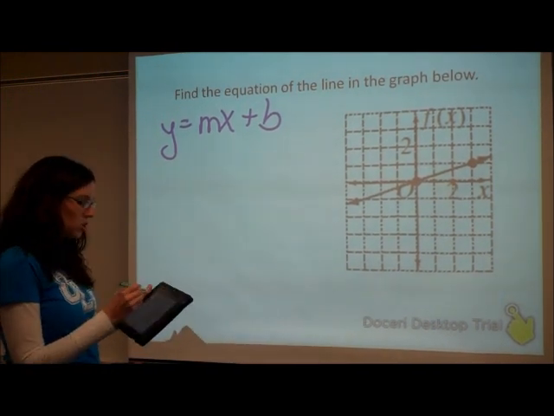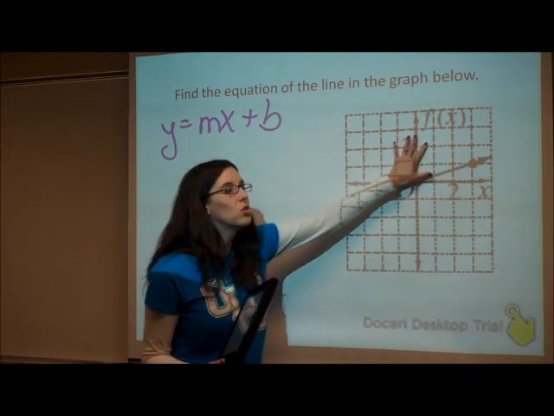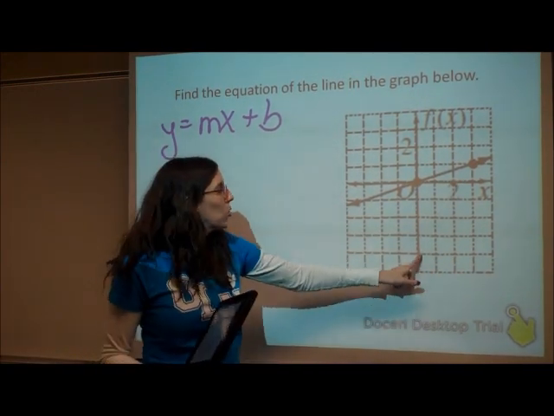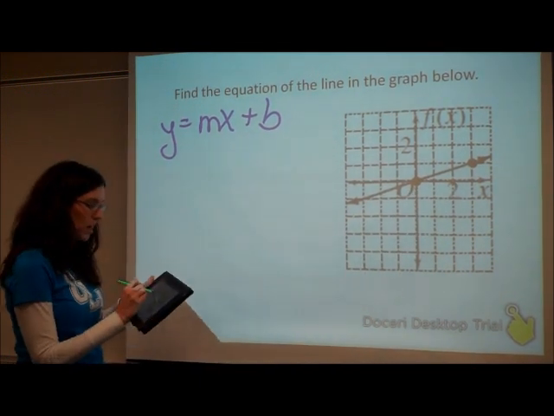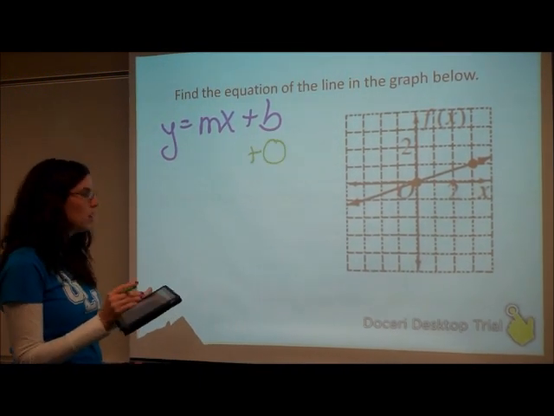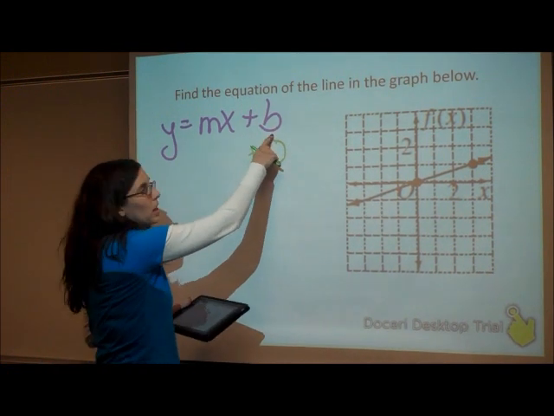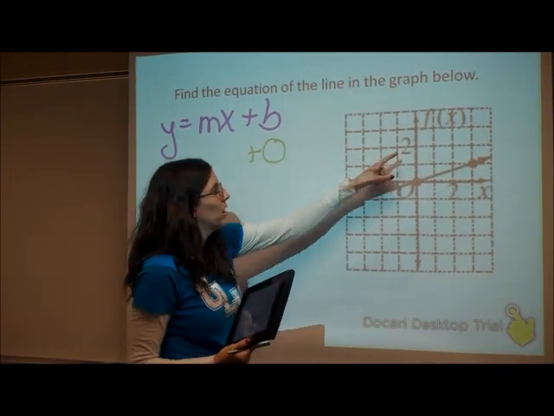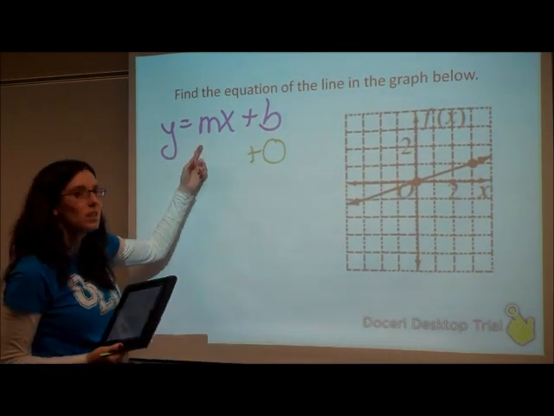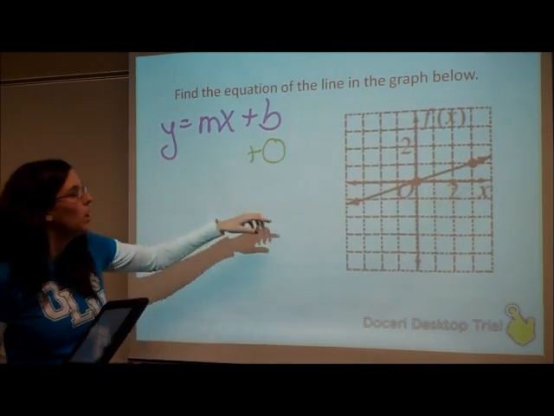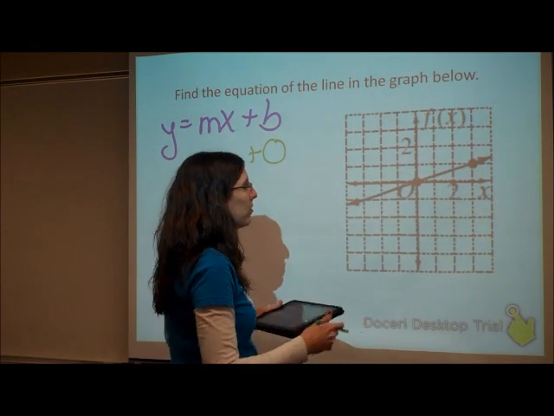Okay, so very quickly I can look at this graph. Where's my y-intercept? Here at 0. So that means in my equation, I'm going to put a 0 in place of b. Okay, when y is 0, that's where it's crossing the x-axis. Now I need to find the slope. So I can look at my graph.